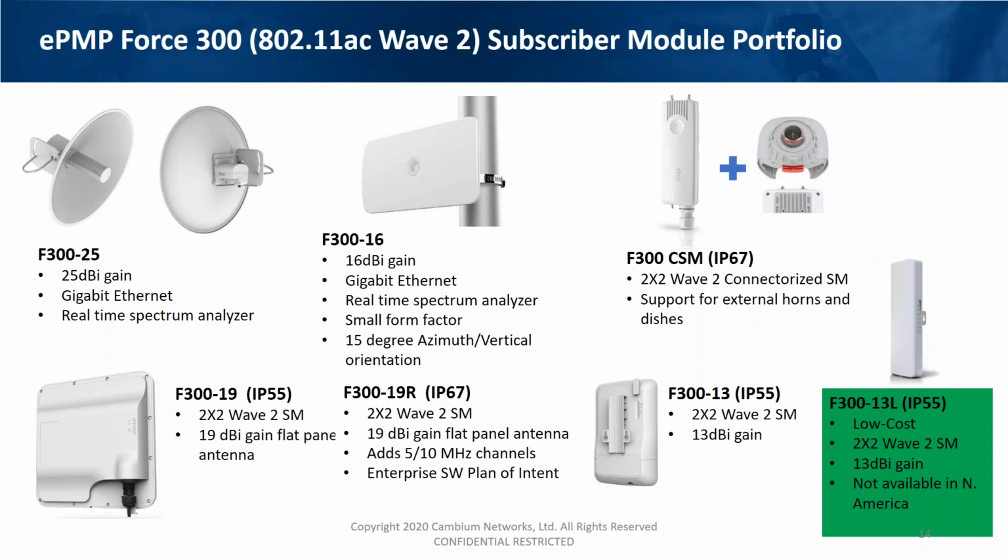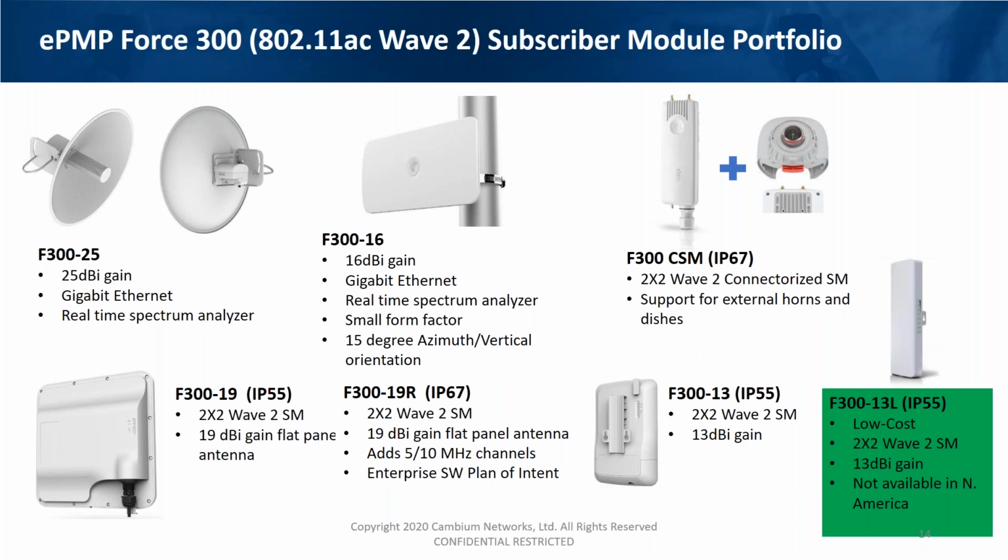All the products are obviously rated for outdoors with IP55, but sometimes you'll get a government customer or a high-end enterprise customer who says, I'm only interested in products that meet IP67. And in that case, you can go with the Force 319R. It gives you that option. 319R also adds 5 and 10 megahertz channel support.